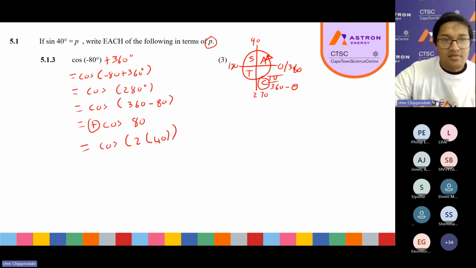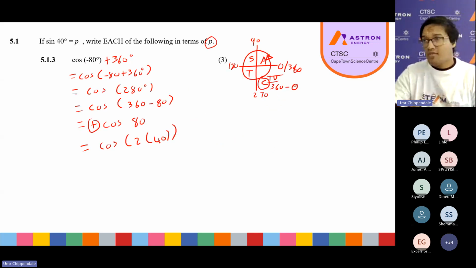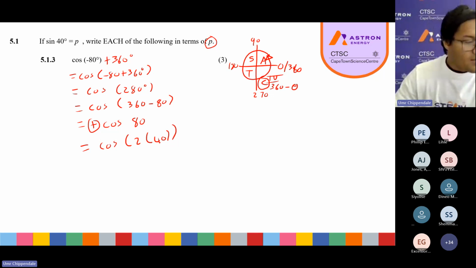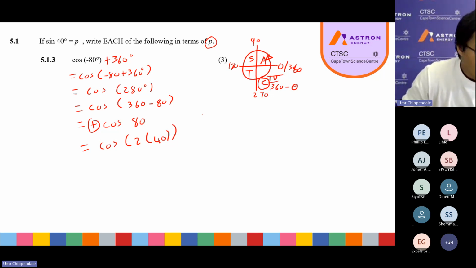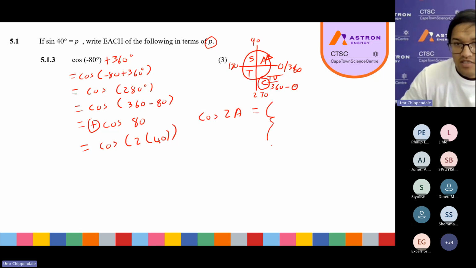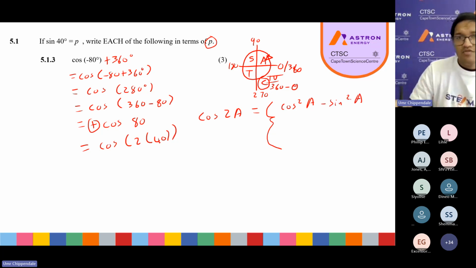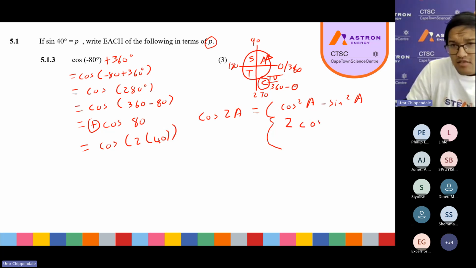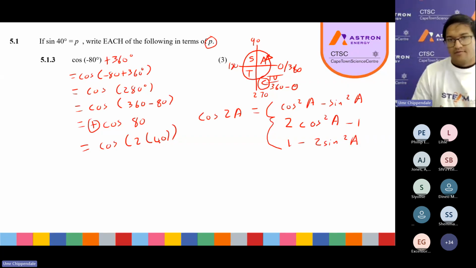Now, when it comes to compound angles, just to make sure that everyone is on the same page, this is the general formula that follows. Cos of 2a is equal to one of three things. It's on your formula sheet. So it could be cos squared a minus sine squared a. Like I said, this is on your formula sheet, but just moving along so everyone can follow along. Or it could be 2 cos squared a minus 1. Or the final one could be 1 minus 2 sine squared a.